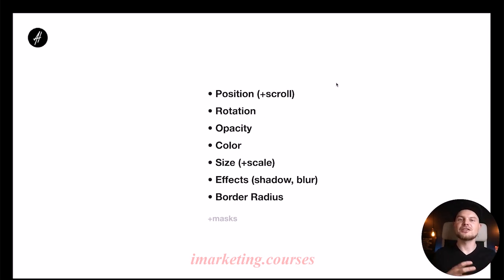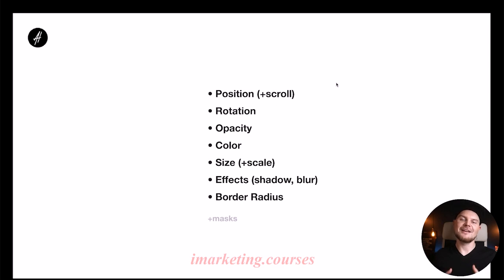Color. You can change the color. It can be the color of the outline, or it can be the color of the element itself. Size and scale. There is a difference between size and scale. We'll be talking about this in the practice section, but the main idea here is that we have a small element, it can become bigger, or we have a rectangle and it can become a square. This is what we should know about size and scale.